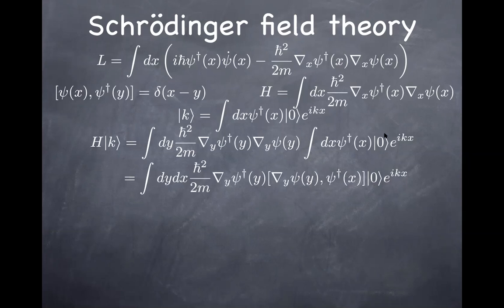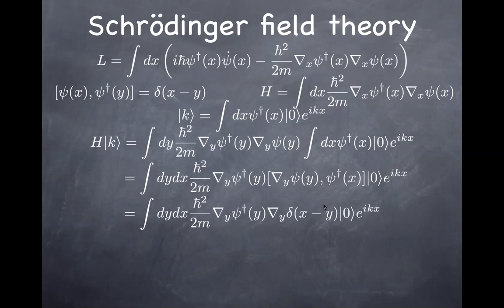The purpose of rewriting the product of these two operators as a commutator is that for the commutator, we know what we are supposed to get. The commutator of psi and psi dagger is a delta function. So here I have a commutator of psi of y and psi dagger of x, and this derivative is only acting on psi because it's a function of y. So I can take this derivative out of the commutator, and the commutator becomes a delta function. That's what I'm going to get.